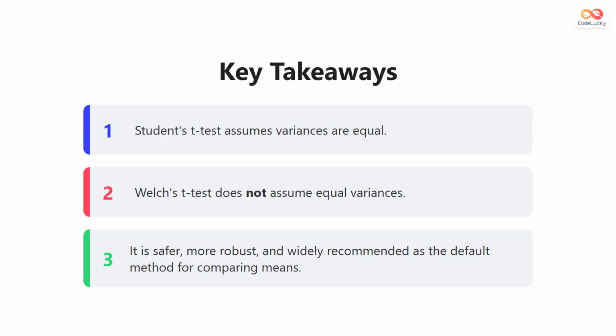To summarize, the standard t-test assumes equal variances. Welch's t-test does not. Because it requires fewer assumptions and is more robust against type 1 errors, Welch's t-test is widely recommended as the best practice standard for comparing two means.